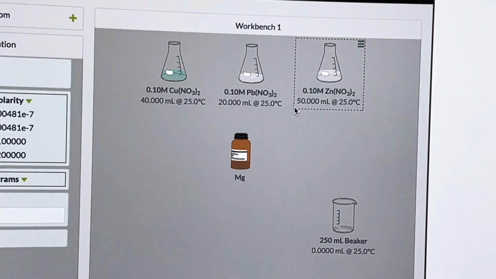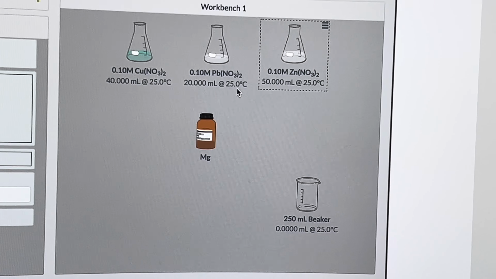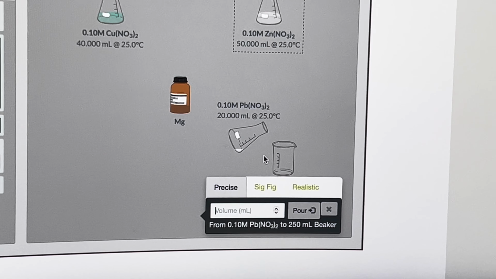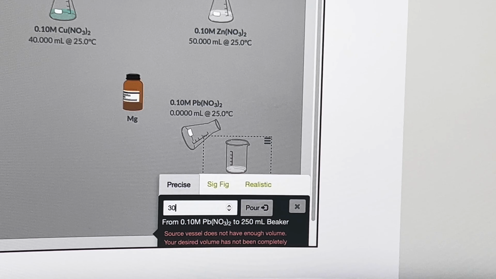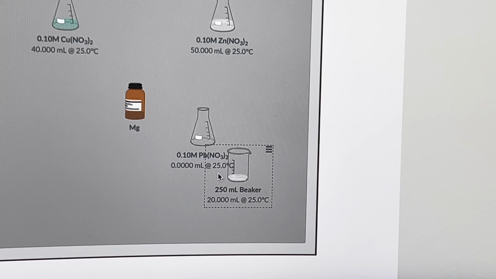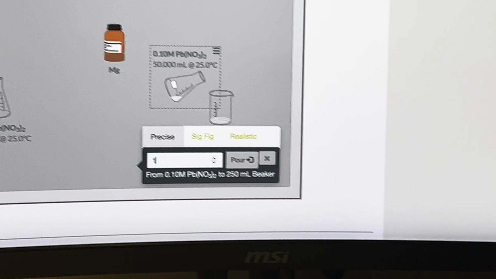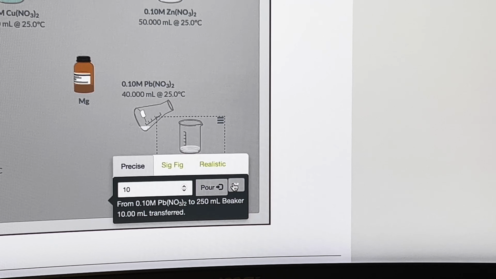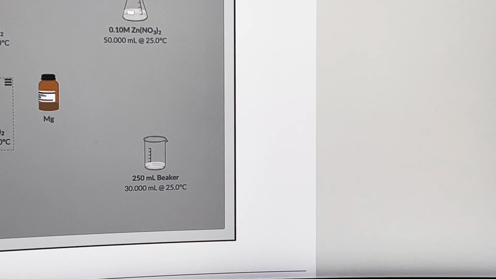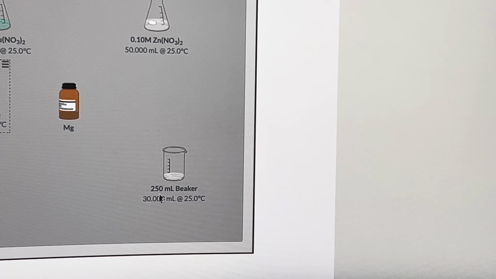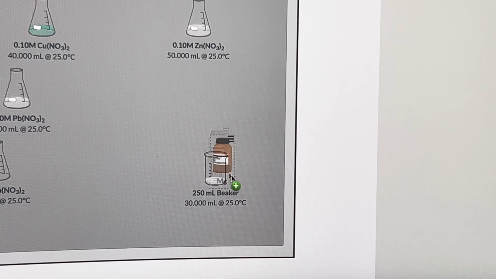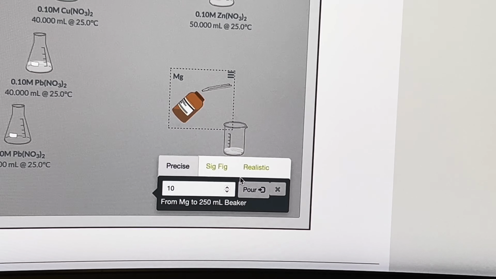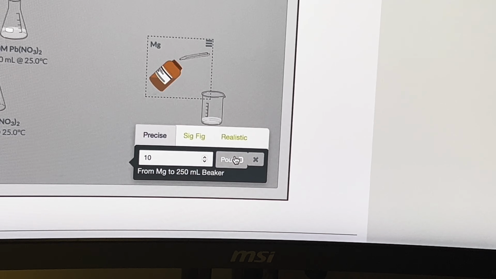Lastly, we're going to test the lead nitrate with the magnesium and see if we can make any observations. First, we're going to add 30 milliliters of the lead nitrate. I just grabbed some more lead nitrate to add. Now we have 30 milliliters of lead nitrate, and we're going to add magnesium solid, 10 grams, into the solution to see if we can make any observations.